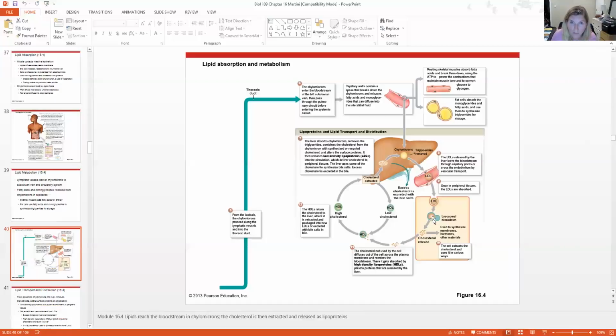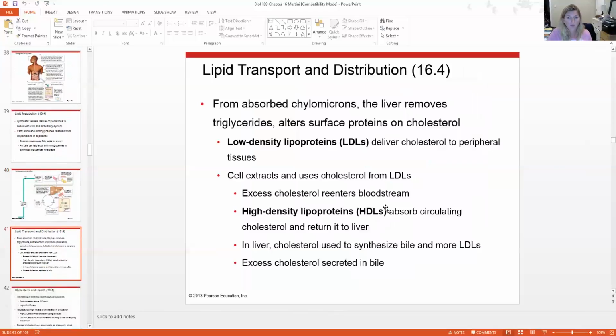So the cell is going to extract the cholesterol and use it in a variety of ways. Cells need cholesterol, especially in their cell membrane. Then the cholesterol that's not used by the cell is going to diffuse out of the cell membrane and re-enter as an HDL. HDL proteins are released by the liver as well. So the HDLs will return the cholesterol to the liver, where they can be repackaged into a new LDL, or they can just recirculate around as low cholesterol HDLs. So that's the lipoprotein circulation.